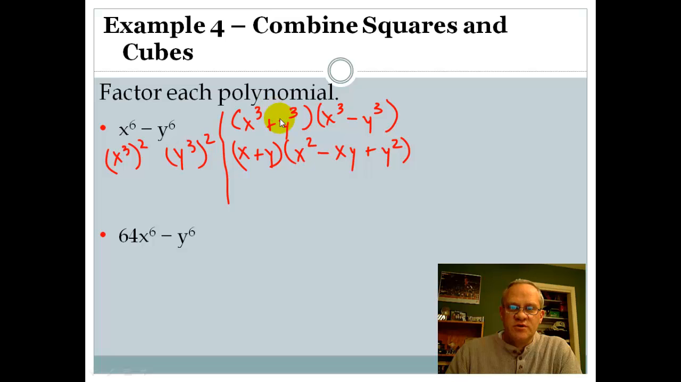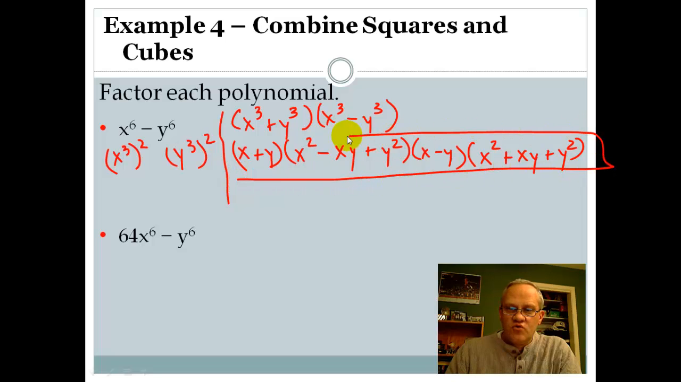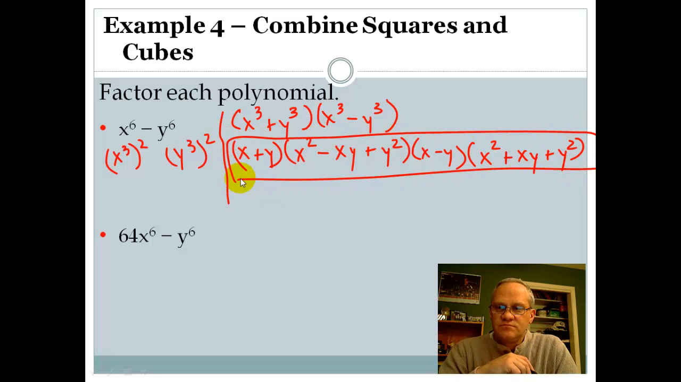That comes from the first one. Then the difference of cubes is going to be x minus y. That comes from here. And then what's left over is, again, x squared, but this time plus xy plus y squared. So that's a whole big long thing there. Okay?